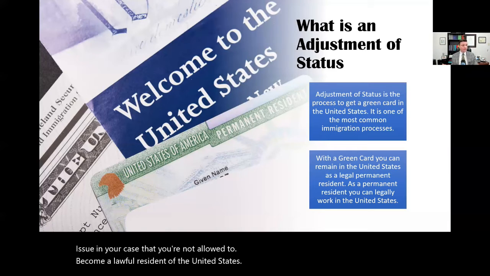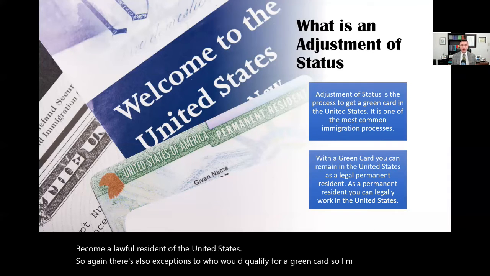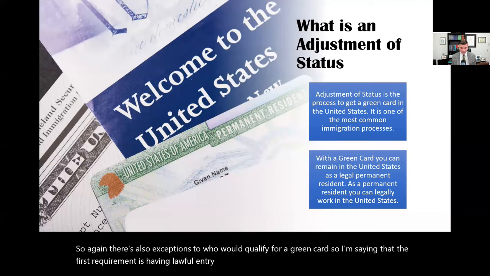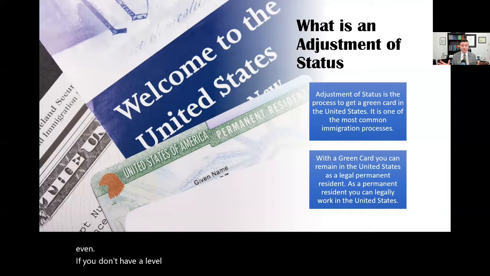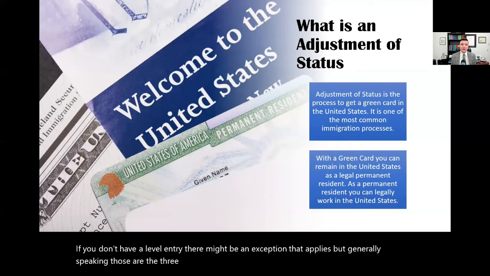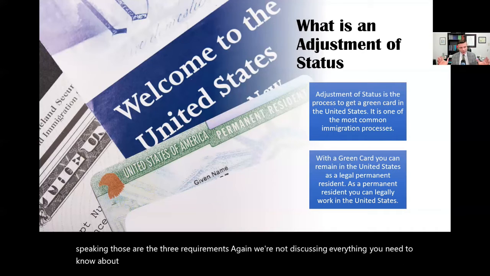But again, there's also exceptions as to who would qualify for a green card. So I'm saying that the first requirement is having lawful entry. There's some cases, especially those under 245(i), that even if you don't have a lawful entry, there might be an exception that applies. But generally speaking, those are the three requirements. Again, we're not discussing everything you need to know about adjustment of status, but giving you a general idea of who would qualify for a green card in the United States.